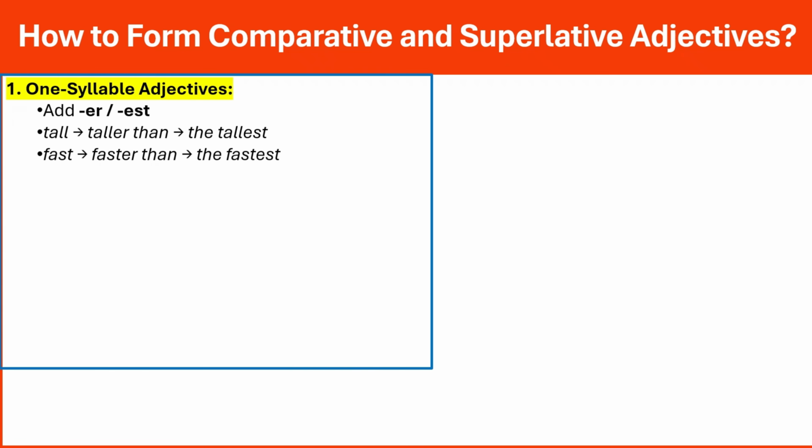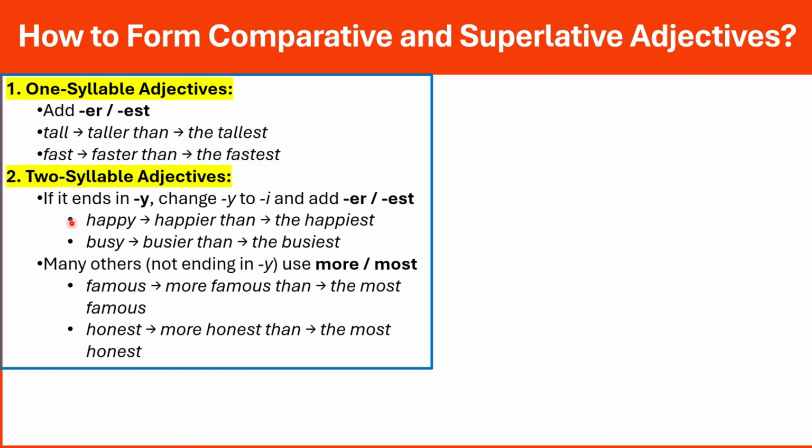For most short one-syllable adjectives like tall or fast, it's simple. Just add er or est. So we get taller than or the tallest, faster than or the fastest. Two-syllable adjectives can be tricky. The most important rule to remember is for words ending in y, like happy or busy. You change the y to an i and add er or est. So we get happier than or the happiest, busier than or the busiest.